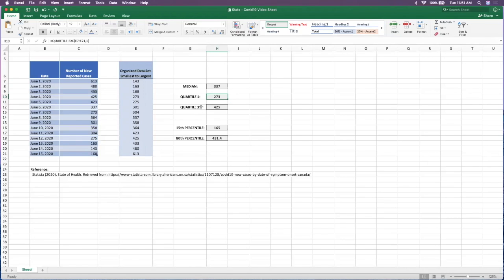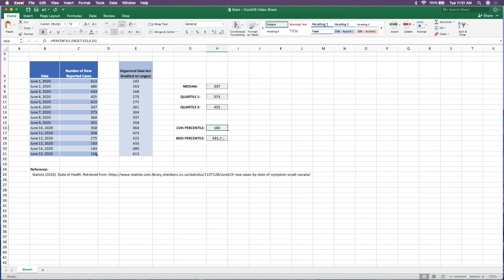After discovering the median, quartile 1 and 3, I was interested in exploring different percentiles. I chose to explore the 15th percentile and the 80th percentile. To do this, I entered the Excel function, highlighted the array, and then entered the percentile that I was searching for. It is important to note that you should turn the percent into a decimal for this function.